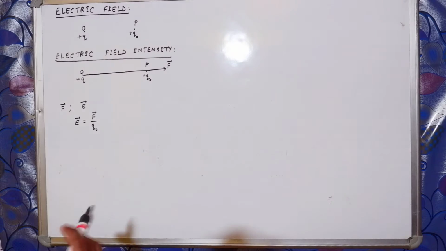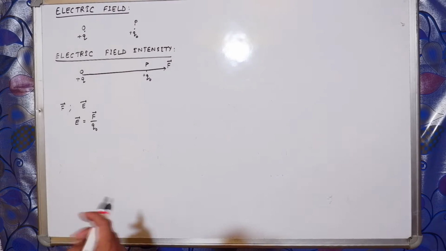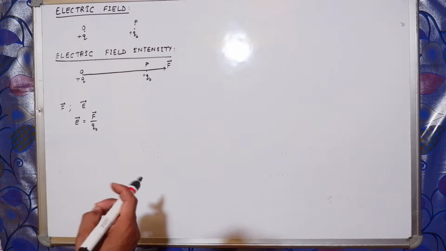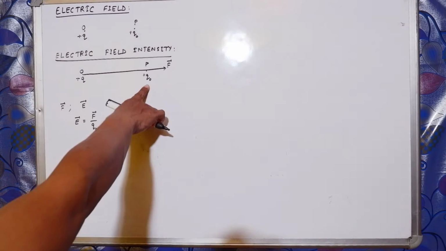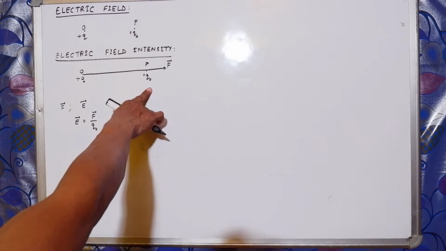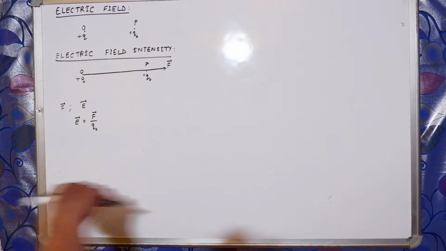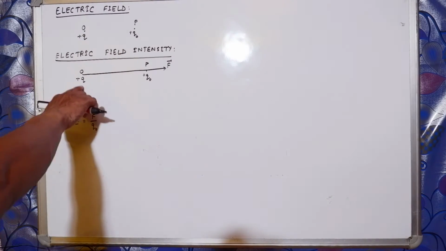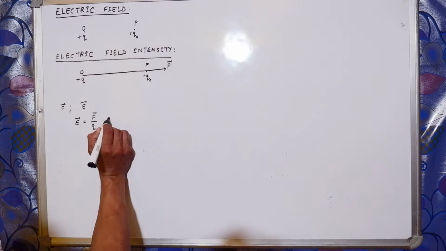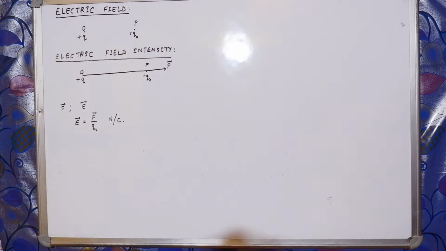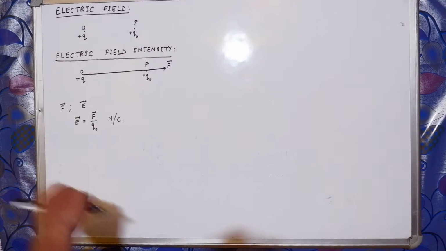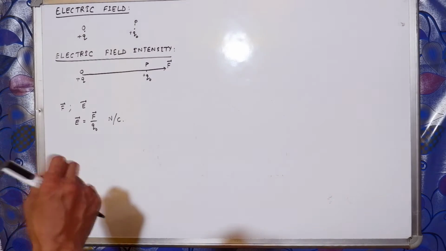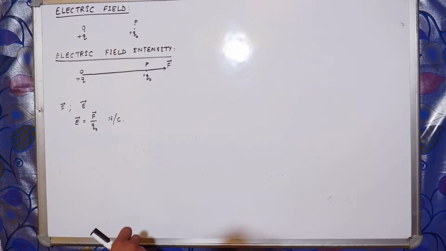So electric field intensity at any point in space is equal to the force per unit charge exerted on an extremely small positive test charge which is placed in the region near the charge, in this case the charge at O. Here the unit is Newton per Coulomb. So the electric field is given by the ratio between the force and the charge, that is force divided by the charge.